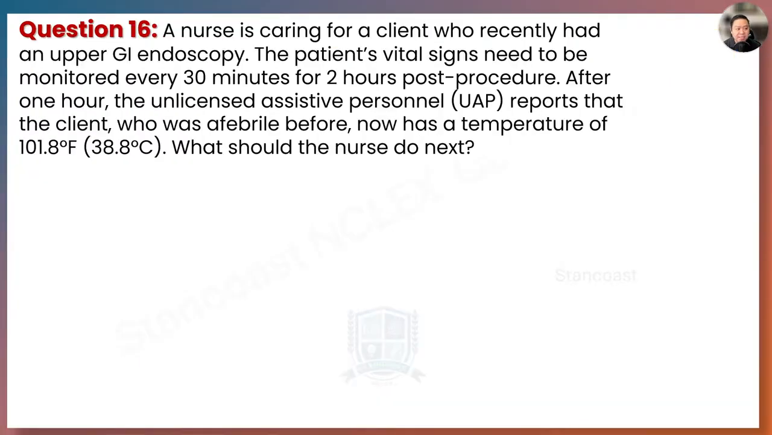Let's have number 16. A nurse is caring for a client who recently had an upper GI endoscopy. The patient's vital signs need to be monitored every 30 minutes for 2 hours post-procedure.